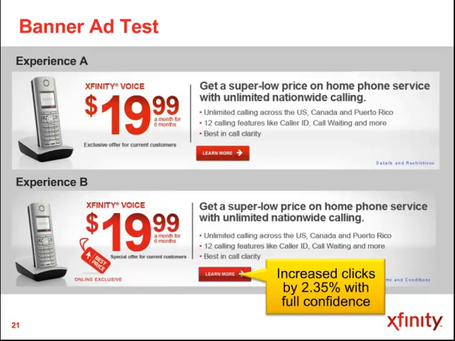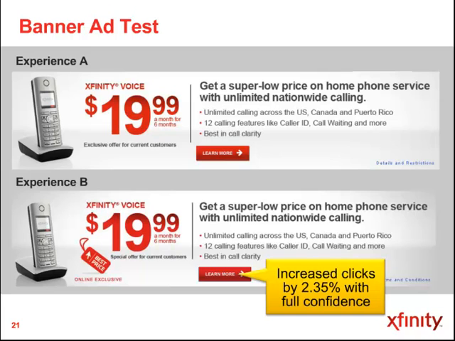Another simple test that we ran was a simple banner ad test. And what I want to show here is that it doesn't have to be complicated. It doesn't have to be a multivariate test that you need to start with. You can start with a simple A/B test, and the results will speak for themselves. So this was a banner ad test where we ran it on the voice product, on the homepage of Comcast.com. And the only thing that's different in version B is that we had the best price logo. It says best price, with a little tag, and that increased the click-through rate by 2.35%.